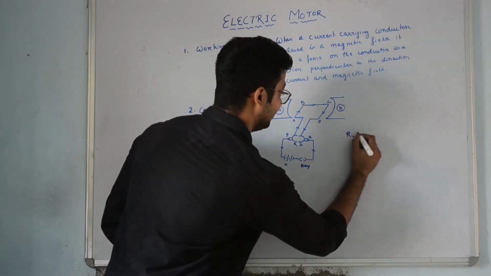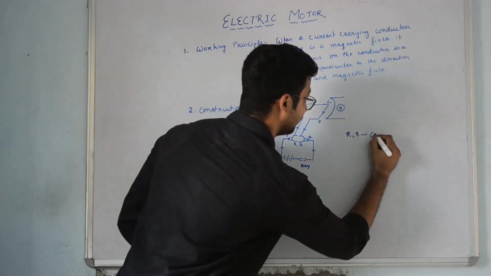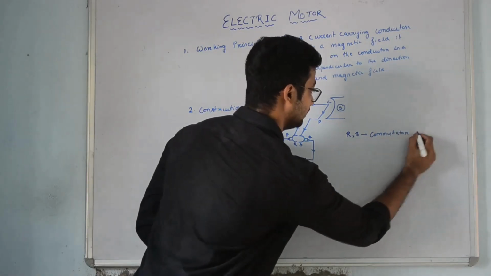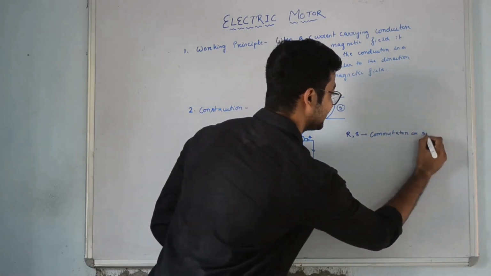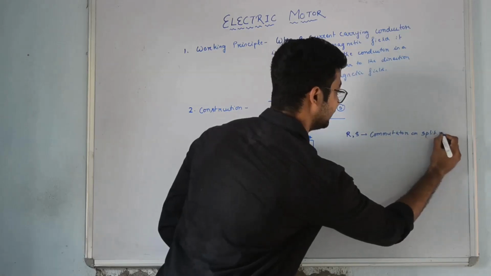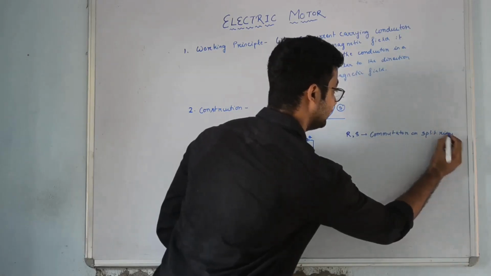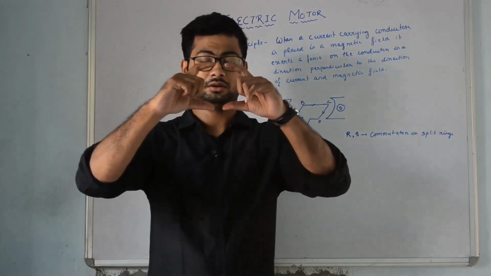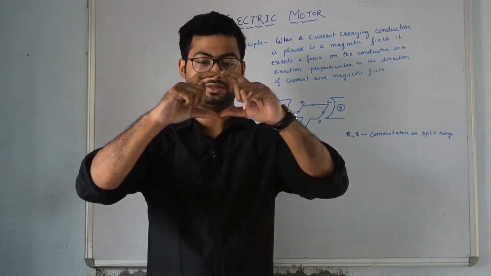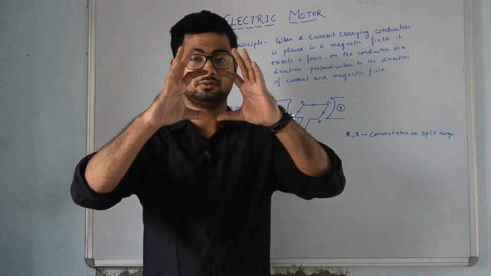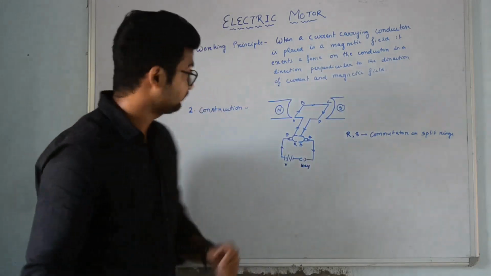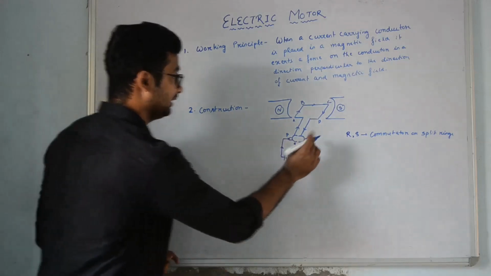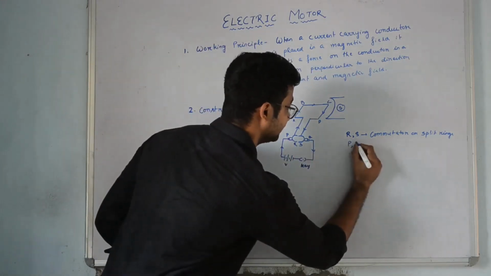R and S are called the commutator or split rings. The split rings are two rings which are made in this manner and they do not touch each other. So these R and S are called split rings. P and Q are called brushes.